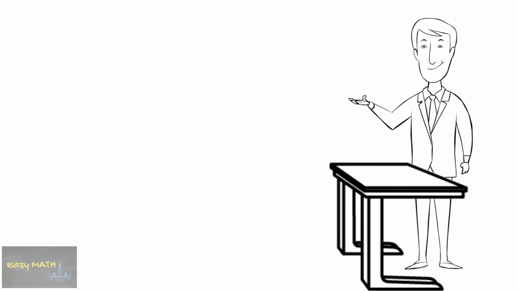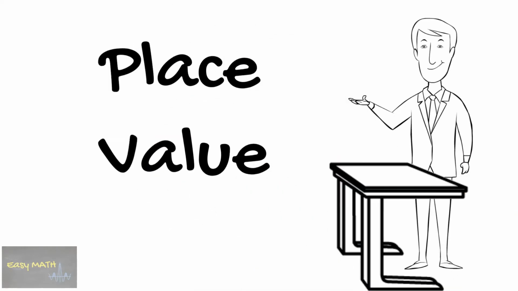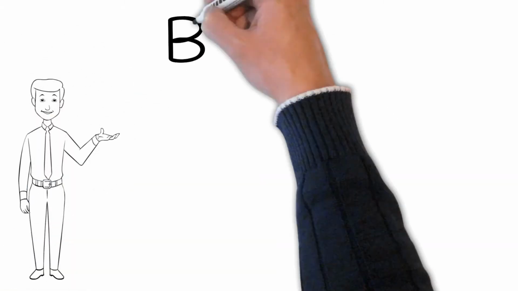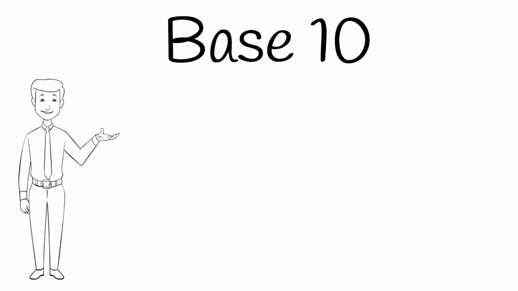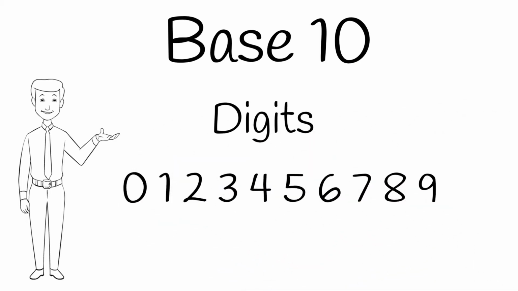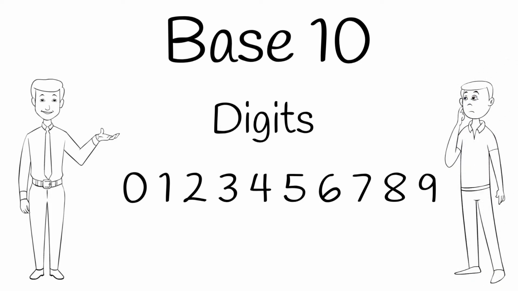In this video, we'll be talking about an important math concept called place value. Let's begin. The number system that we use in math is called base 10 because it uses 10 different symbols for counting. The 10 symbols that we use are called digits and they look like this: 0, 1, 2, 3, 4, 5, 6, 7, 8, and 9. You might think that's only 9 digits, but remember, the 0 counts as one of the digits too.